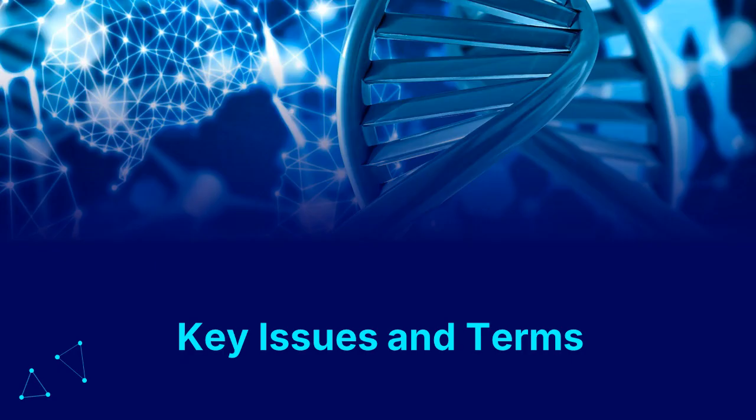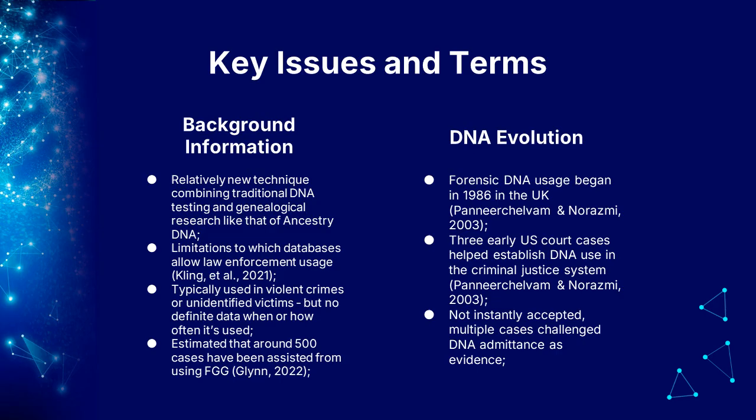Right, so moving on to the key issues and terms. It is a relatively new technique. Like I said, it combines traditional DNA testing and genealogical research. There are limitations to which databases allow law enforcement use, which at the time of Kling et al.'s research were GEDmatch Pro, Family Tree DNA, and DNA Solves. It's typically used in violent crimes or in cases of unidentified victims, but there is currently no definite data on when or how often it's used. And it's estimated that around 500 cases have been assisted from the use of FGG.